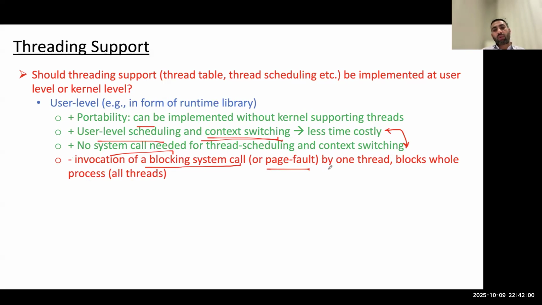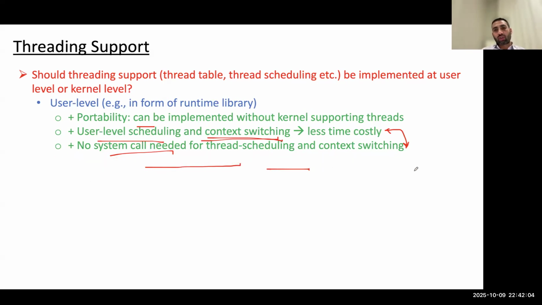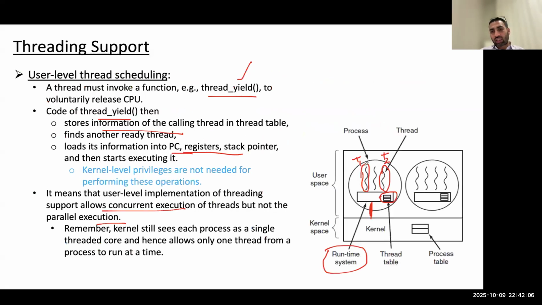So if one of them makes a blocking system call, then it will block the whole process. So what does it mean? Let's say thread 1, thread 2, and thread 3 are three threads in the process, right? But these are three threads at the user level. The kernel still is looking at this process as a single-threaded process, right?